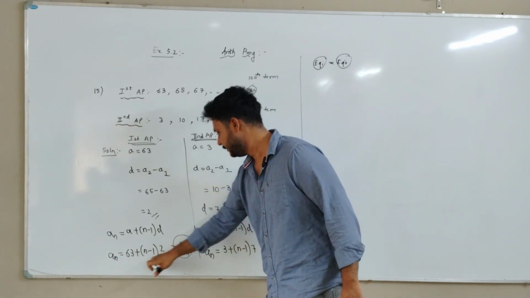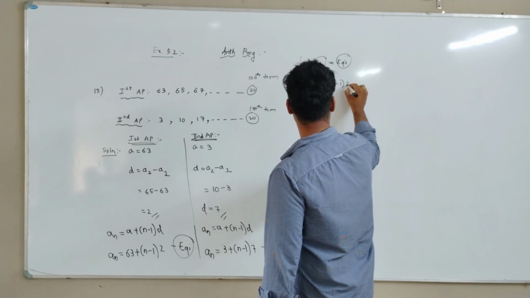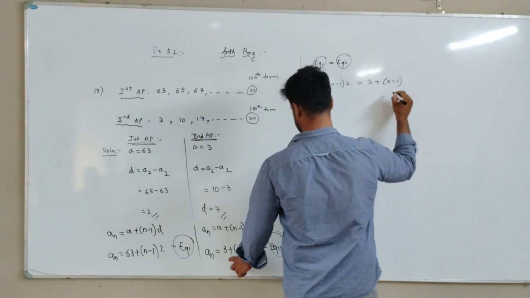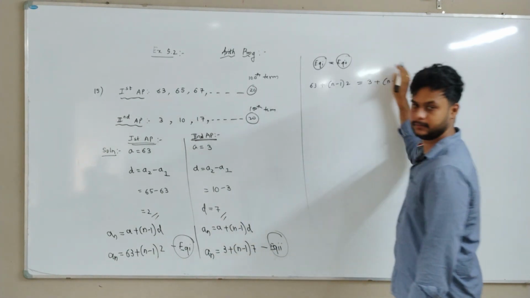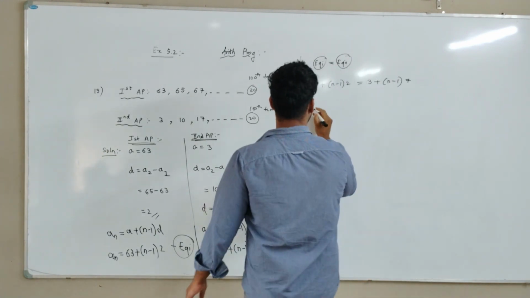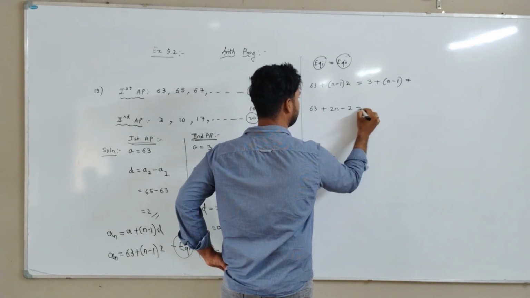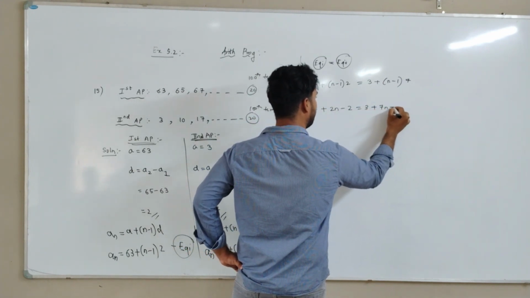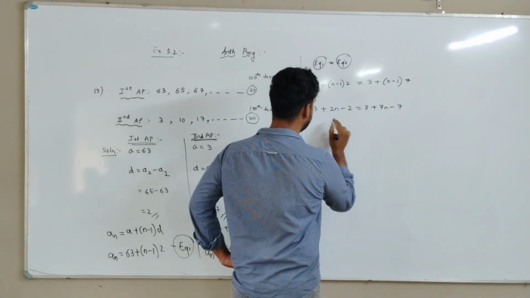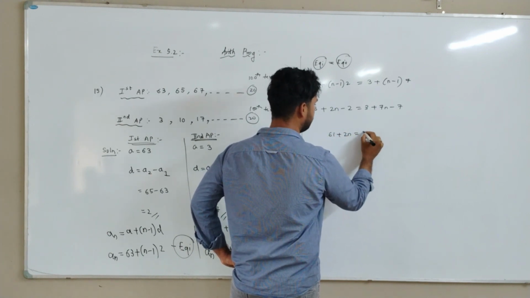When both the equations are equal, an is not needed. I will only take 63 plus (n minus 1) into 2 is equal to 3 plus (n minus 1) into 7. Understood how I wrote this? 63 plus 2n minus 2 is equal to 3 plus 7n minus 7. Next, 63 minus 2 is 61 plus 2n, and 3 minus 7 is minus 4, 7n minus 4.